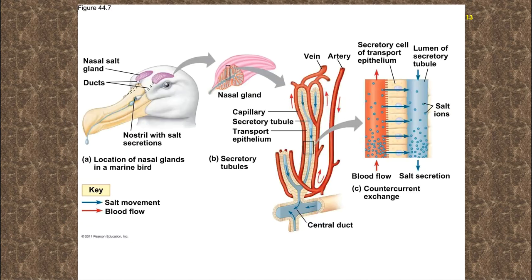This is the nasal salt gland, which is just above the eye. For example, in the case of a bill with nostril salt secretions, ultimately they secrete the salt. So more and more salt they secrete, and the blood flow is arranged in such a way that there is a central duct, with capillary blood, arteries and veins. There are secretory cells that transport the epithelium, and blood flow always carries the salts out, and they accumulate and come out of the nostril as salt secretion.